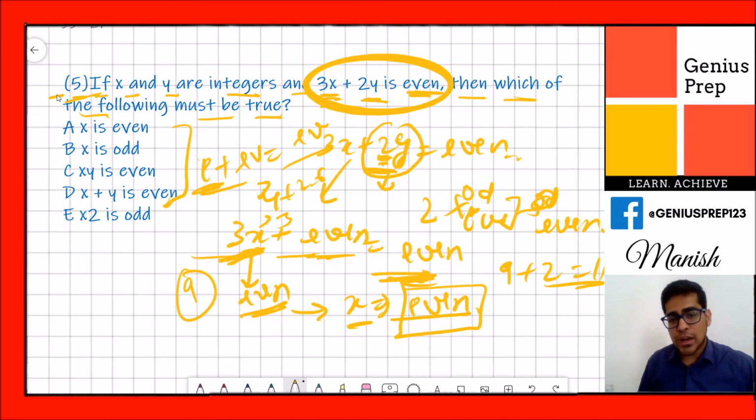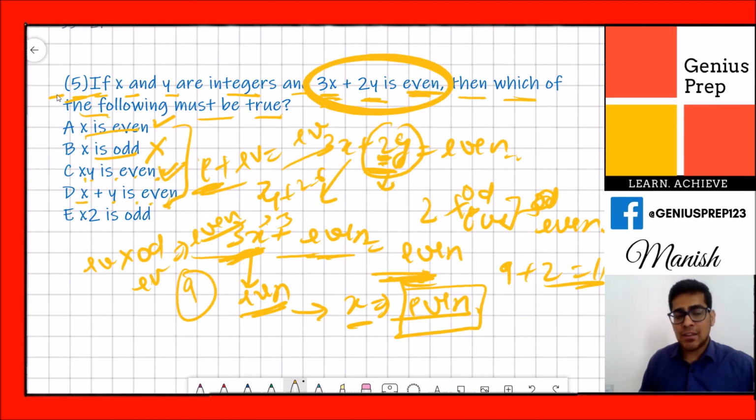Now look at the options. x is an even number, yes. x is an odd number, no. x plus y is an even number? x cross y, yes. Whenever you have an even number multiplied by an odd number or an even number, you always get an even number. So this is the right answer.